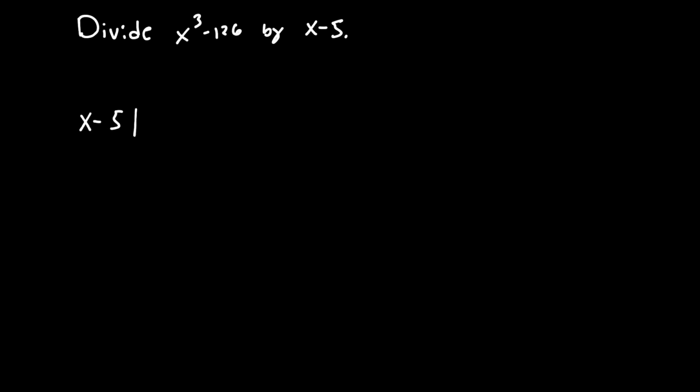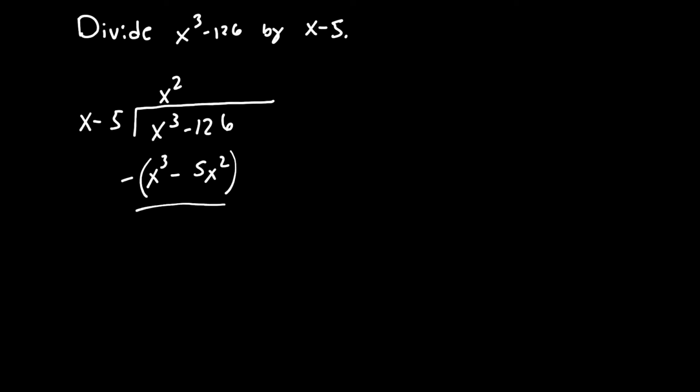x minus 5 is dividing into our x cubed minus 126. First we want to get rid of our x cubed, so we want to multiply x minus 5 by an x squared. Multiplying this, we'll get an x cubed minus a 5x squared. Multiplying this by negative 1 and adding it to the top term, our x cubes cancel out, and we're left with a positive 5x squared.